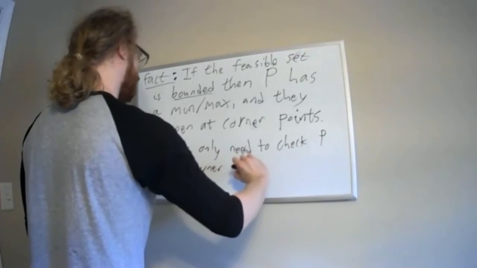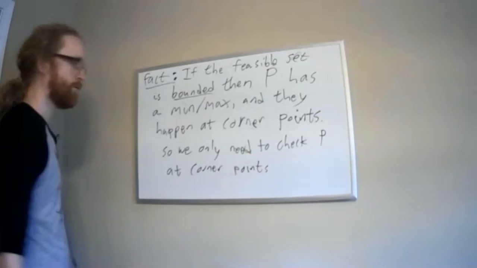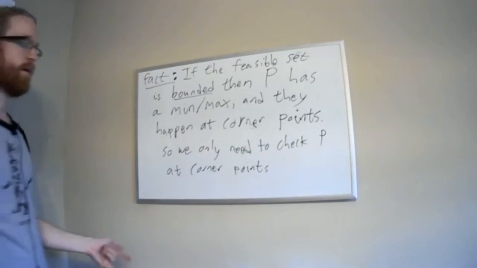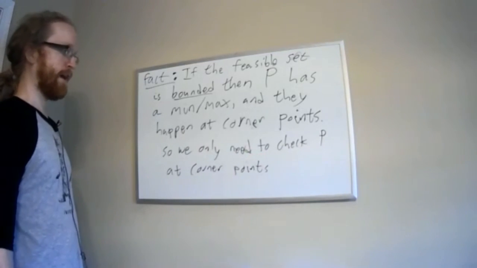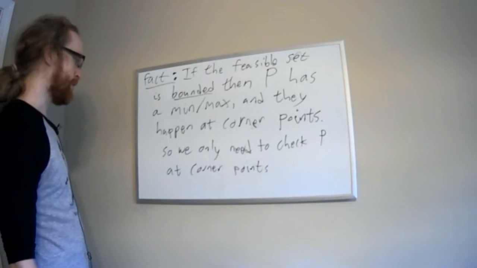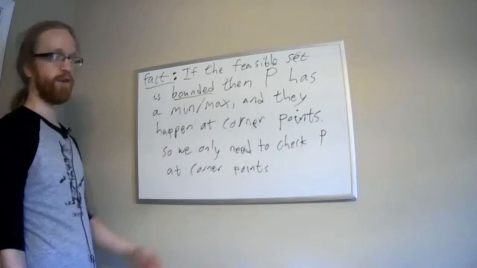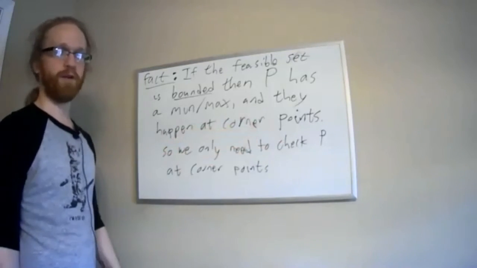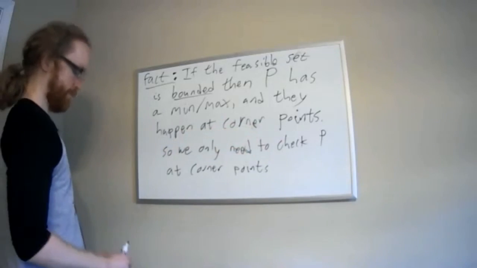Remember that the objective function P is some formula with the variables x and y in it. Points in the plane have x and y coordinates. So when I say we need to check P at the corner points, I just mean plug in the coordinates of the corner points into the formula and see what you get.